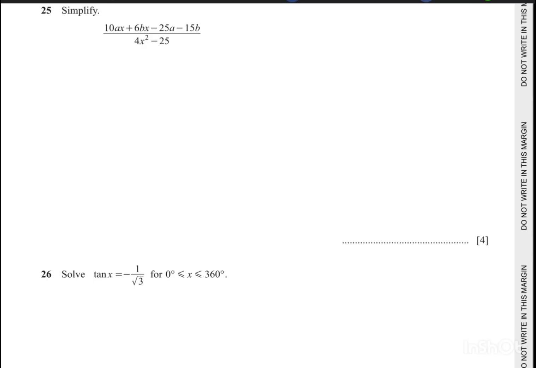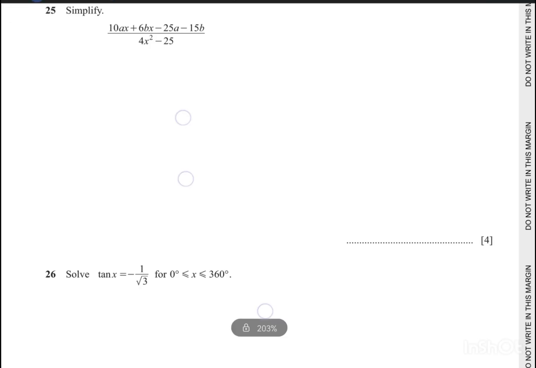Question number 25. Simplify 10AX plus 6BX. Okay, let me first explain. Now here we have the terms 10AX, 6BX, minus 25A, minus 15B. So A and B are there in all four terms. Like two terms have A and two terms have B. So taking that as common, let us find out the next step.